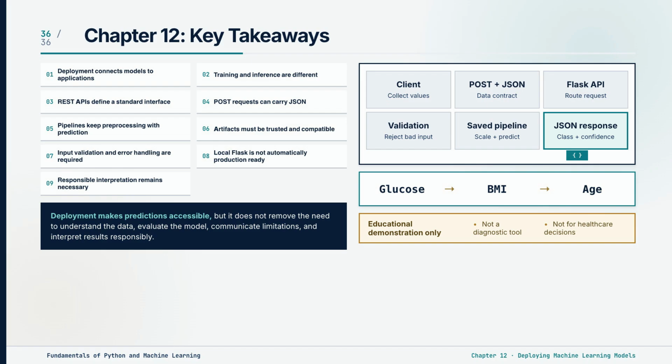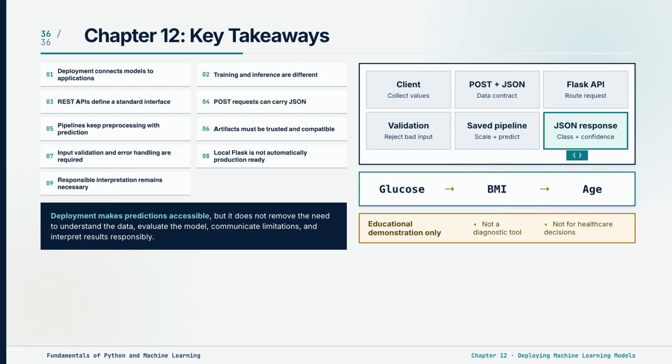The client sends feature values in a POST request, commonly using JSON. The server validates the request and constructs the model input using the correct feature names and order. A saved Scikit-learn pipeline keeps preprocessing and prediction together. Model artifacts must come from trusted sources, and the training and serving environments must remain compatible. A classroom Flask demonstration is useful for learning, but a production deployment also requires security, monitoring, privacy controls, versioning, rollback planning, and human oversight.